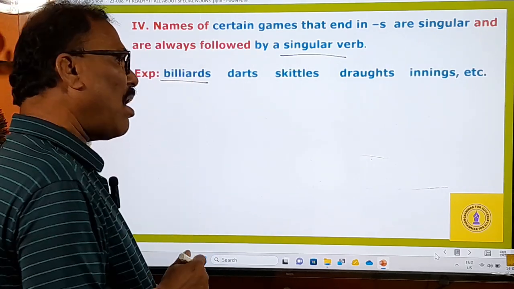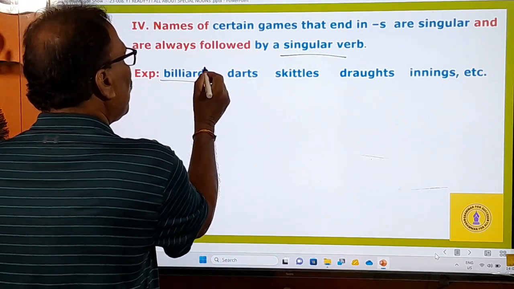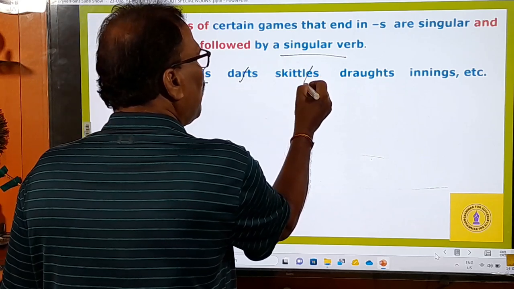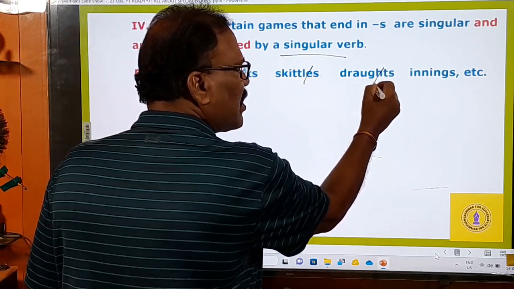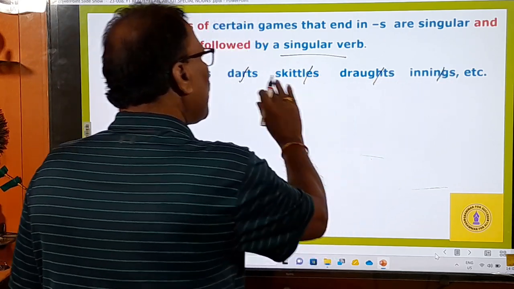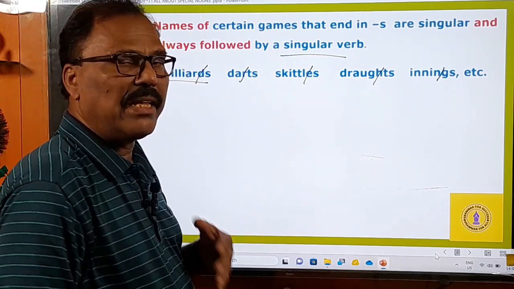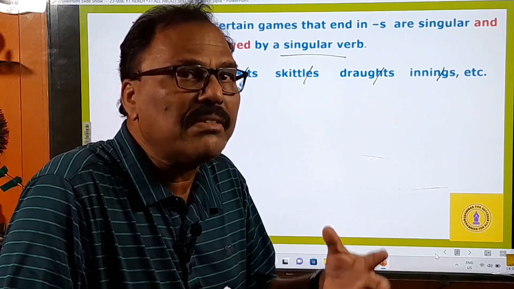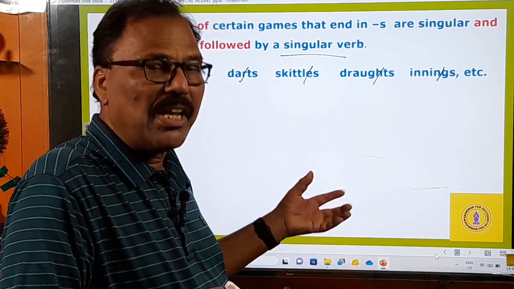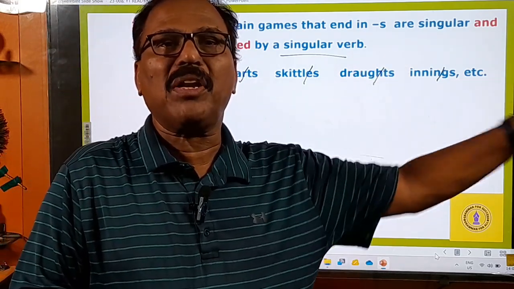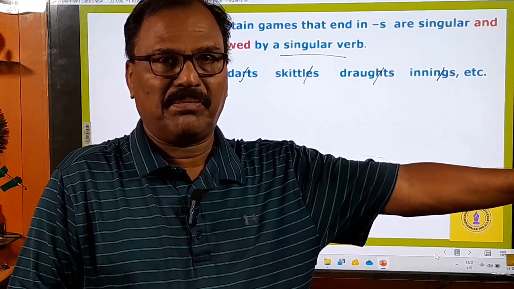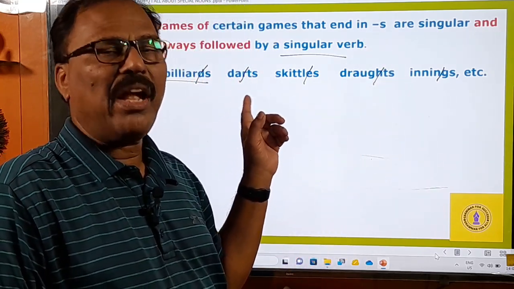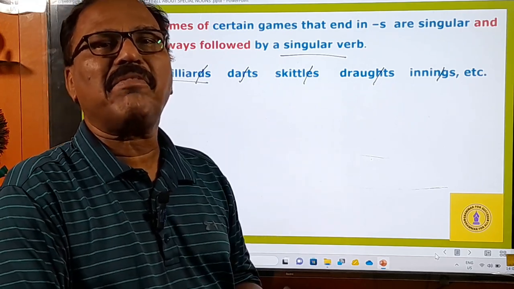You cannot say billiard. Here -es is there. Darts, it's a name of a game. Skittles and drafts, innings. These are all ending in -es, and therefore some students get confused and think that they are all plural words, and they use a plural verb after them. But in fact they are all singular words, and we have to use only a singular verb after them.